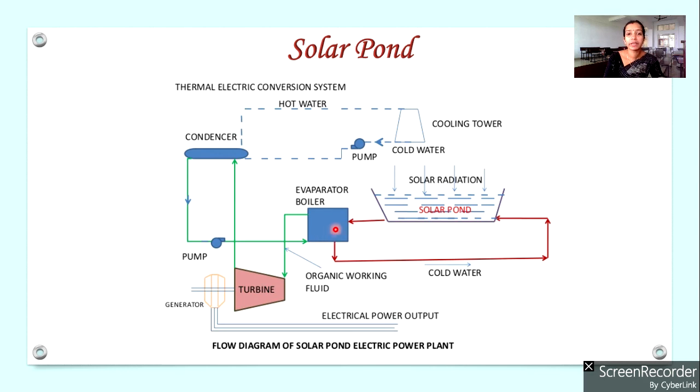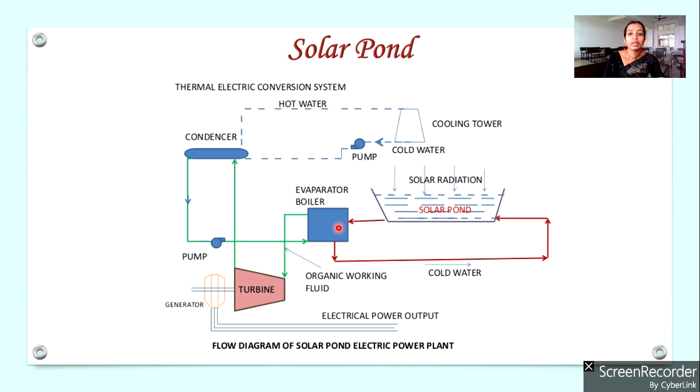Here an exchange of heat occurs between the hot brine solution and the organic working fluid. The organic working fluid takes away the heat from the brine solution and is converted to vapor. The organic working fluid vaporizes by consuming the temperature from the hot brine solution. The brine solution, after exchanging its heat with the working fluid, becomes cold, and that cold solution is again given back to the solar pond.